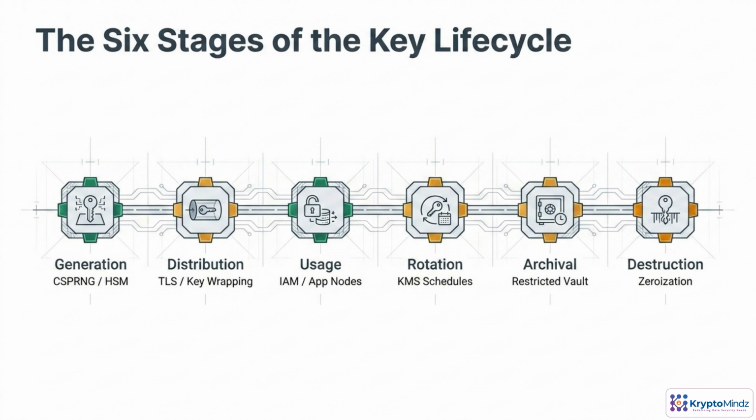Every cryptographic key goes through a life cycle, just like a user account or server. First, it's generated, ideally by a strong random source or directly inside an HSM. Then it's distributed to the systems that need it, usually over TLS or by wrapping it with another key. Next comes usage. Applications call the key for encryption, decryption, or signing under strict access control. Over time, you rotate keys, archive old ones for compliance, and finally destroy them securely so they can't be recovered.